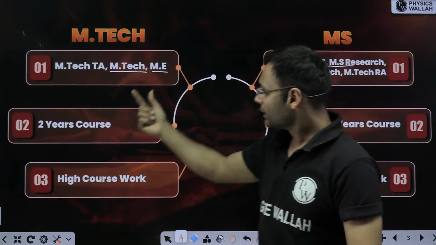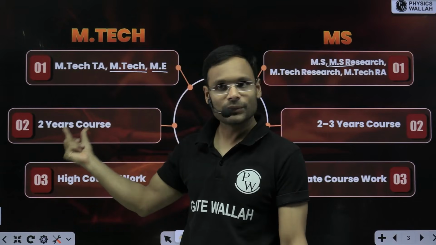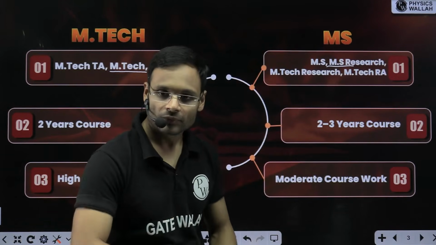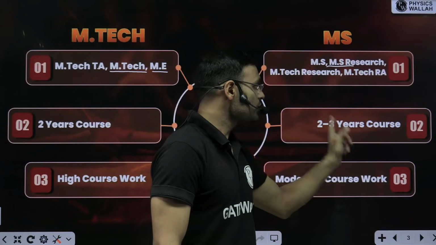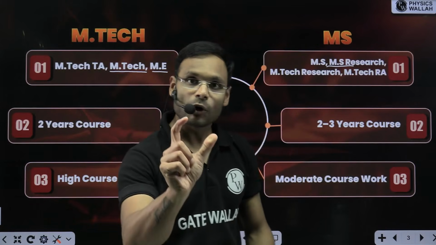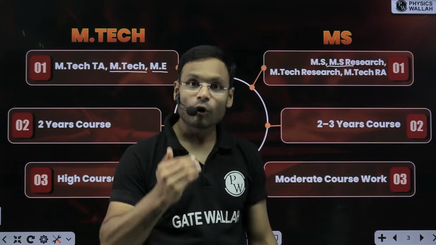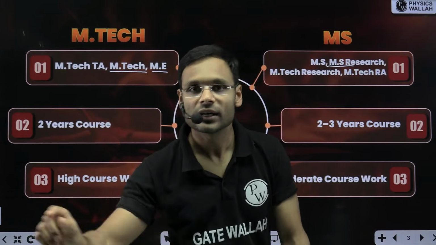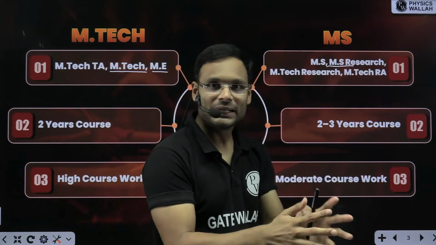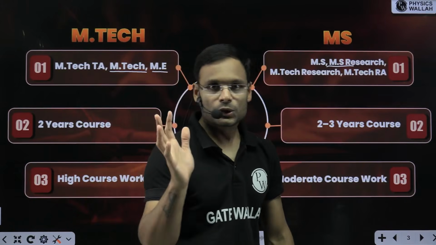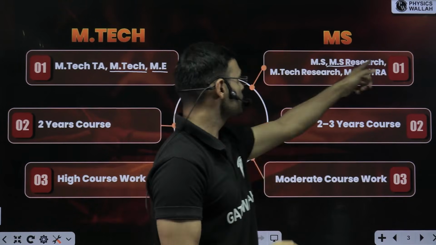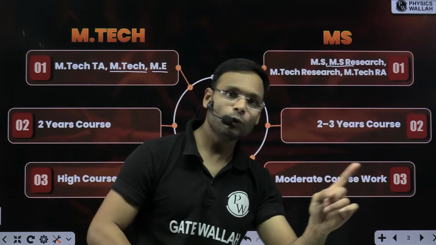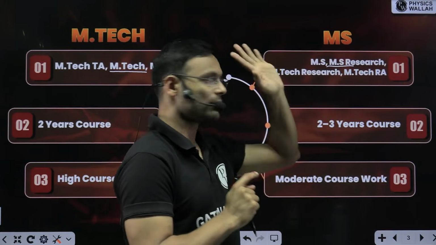In MTech, it is exactly a 2-year course. Within 2 years, you will complete your work and you will get the degree. The MTech Research or MS course is a 2 to 3-year course. In some colleges, it is a 2-year course. In some colleges, it is exactly a 3-year course. In some colleges, it is 2 to 3 years, and as your research work completes, you will get the degree. So the names change from college to college, and the duration changes from college to college. But minimum 2, maximum 3 years, you will have to spend for this one.